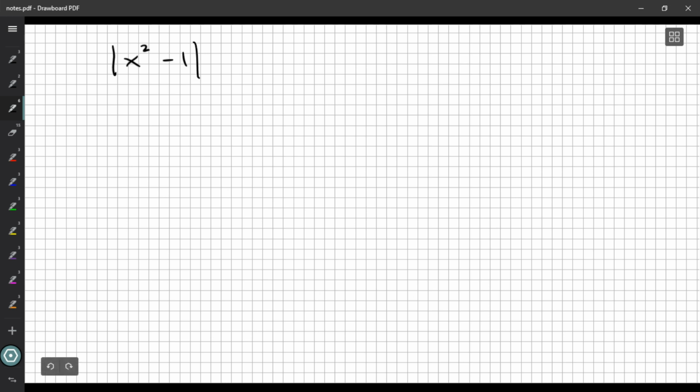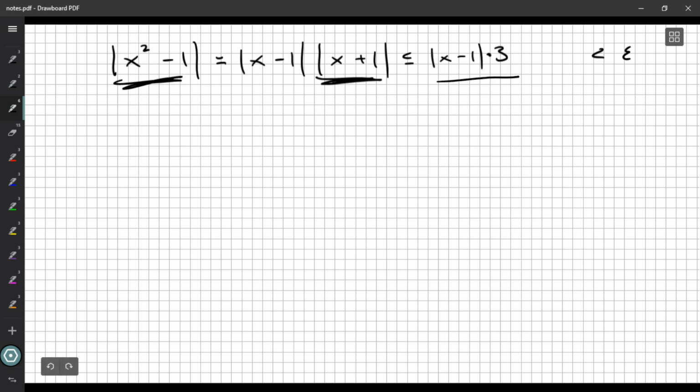Well, x squared minus 1 is what we need to talk about. I know that can split up. But now this is going to be less than or equal to the absolute value of x minus 1 times the 3, because the absolute value of x plus 1 is less than or equal to 3. And I need this to be less than epsilon, so if I make this part less than epsilon, we're all set. So we need to choose a way to have the absolute value of x minus 1 be less than, we'll just bring the 3 over to the other side, epsilon over 3.